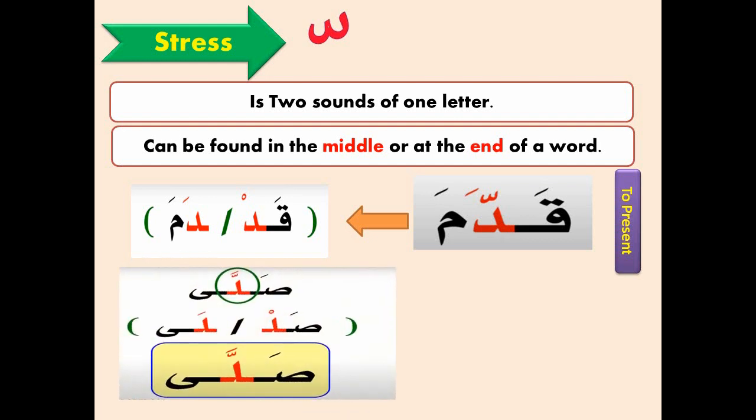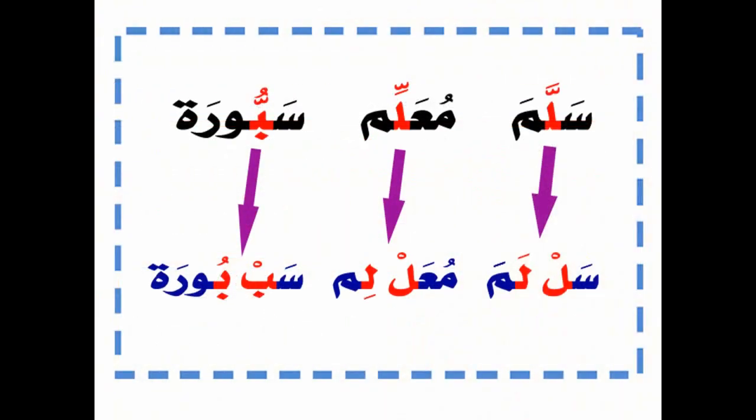Let's give another example. Look at this verb. صلى. In fact, it is صل. We have sukun above the first one, and la, we have fatha above the second one. So we can join them together in 1 letter, and we say صلى. Okay? This is the verb to pray.